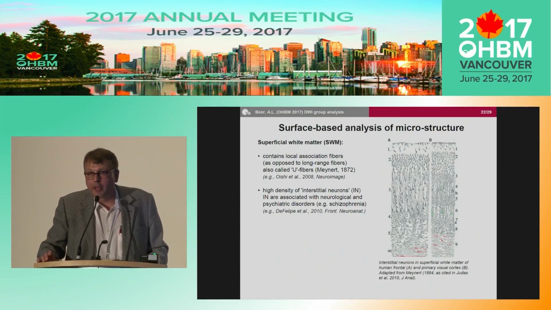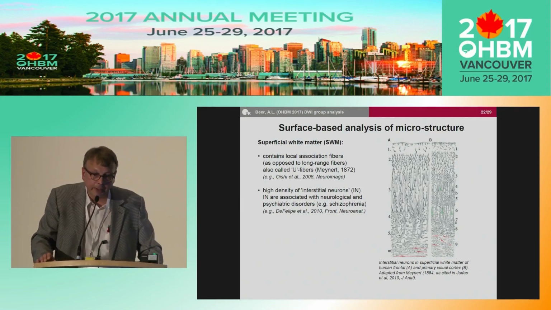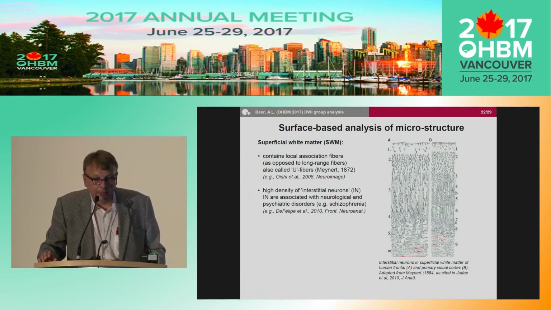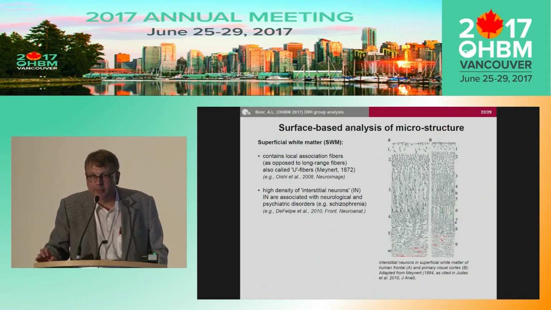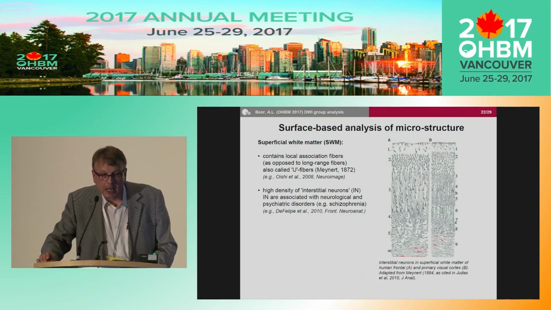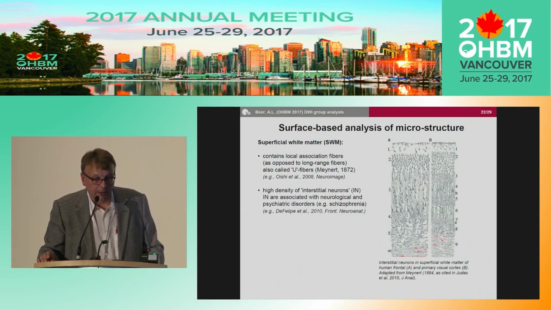With regard to the fiber architecture, it contains so-called local association fibers, which are sometimes also called U fibers, as opposed to long-range fibers. Also, the microstructure composition of the superficial white matter is different from the rest of the white matter. For instance, it contains a high density of interstitial neurons, which are assumed to be associated with neurological and psychotropic disorders.